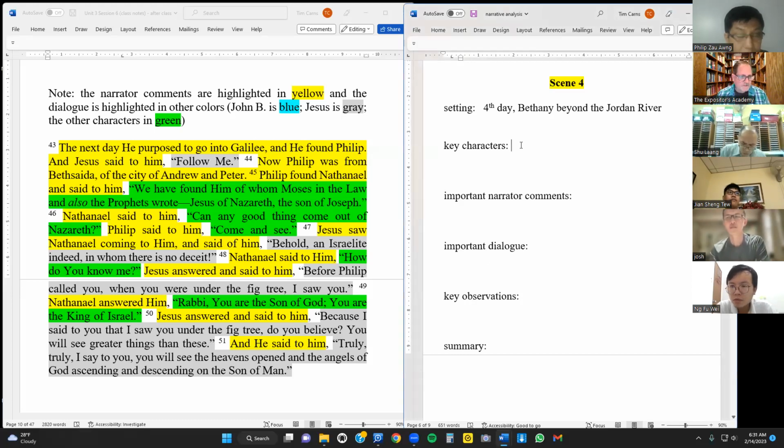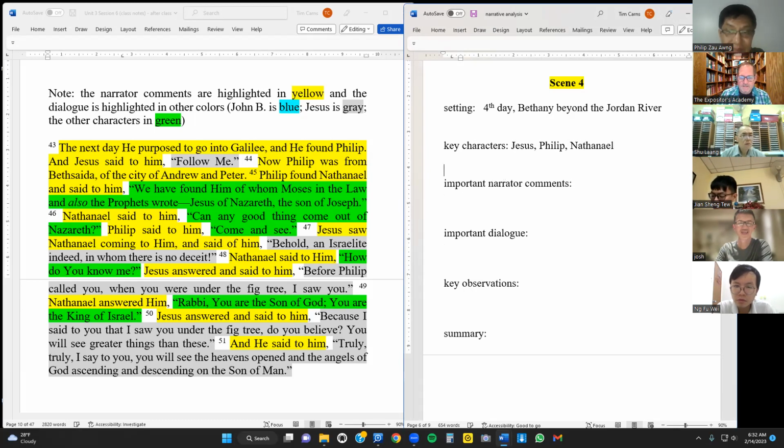All right. The first one's usually pretty straightforward. We already talked about setting, but who are the key characters in this particular scene? Jesus, Philip, and Nathaniel. Hey, that's a good name. I like the name Philip and Nathaniel. Yeah, they are the key characters in this particular scene. Okay, that's the easy part.